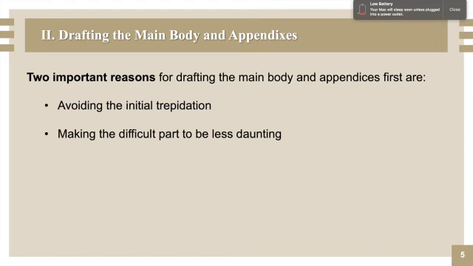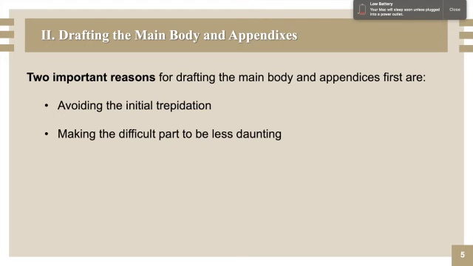Moving on to the second step, which is about drafting the main body and appendix. Begin the main body of your report with the sections and subsections, or with the appendix, you find most important and useful, and it is easier to do first. And there are 2 important reasons for drafting the main body and appendix first, including avoiding the initial trepidations.